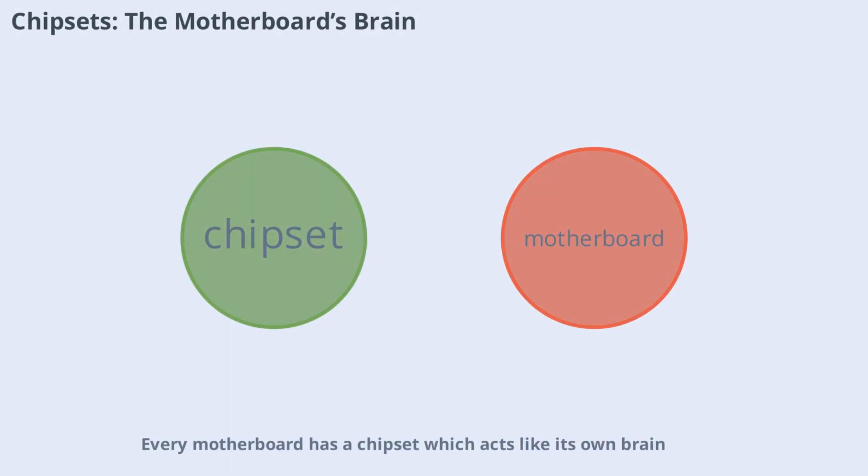Every motherboard has a chipset, which acts like its own brain. The chipset controls communication between the processor, memory, storage, and other peripherals. Different chipsets offer different features, such as support for faster memory, more USB ports, or advanced networking. Choosing the right chipset ensures your system has the features you need, whether you're building a gaming rig or a workstation. We'll break down the main chipset families and what they offer.